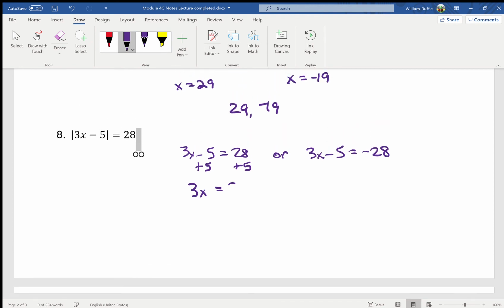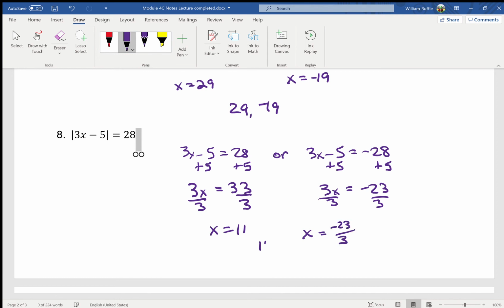3x equals 33. Divide each side by 3. I get x equals 11 as one of my answers. I add 5 to each side here, and get 3x equals negative 23. Divide each side by 3. I get x equals negative 23 over 3. So my two answers for this question are 11 and negative 23 over 3.